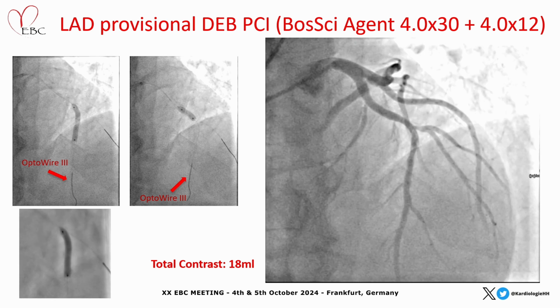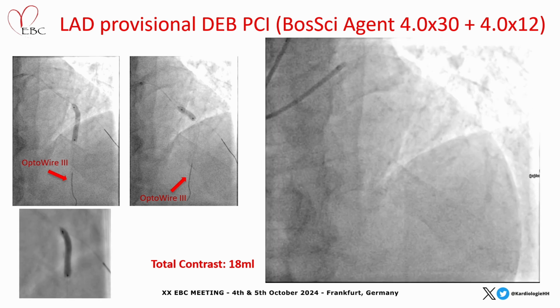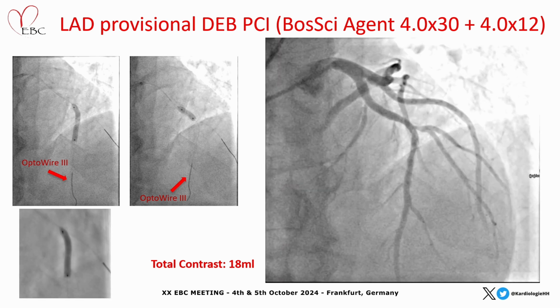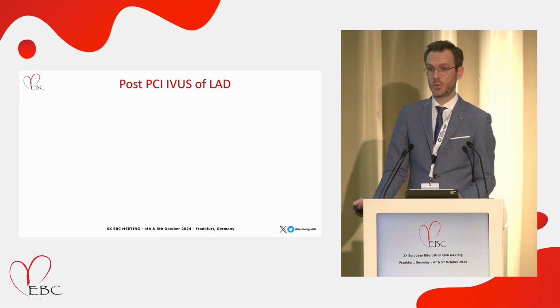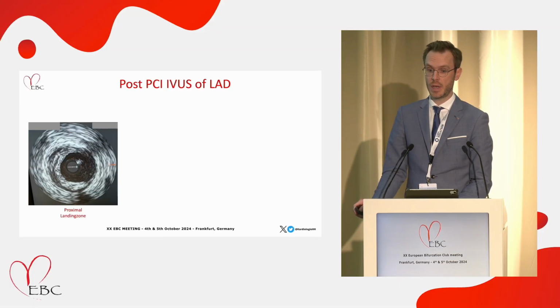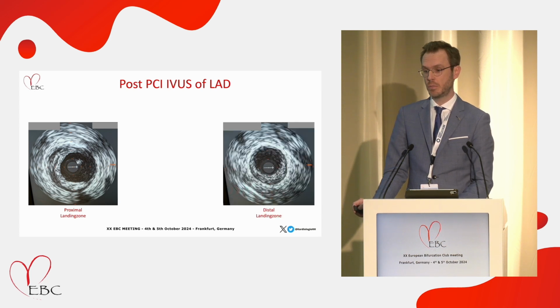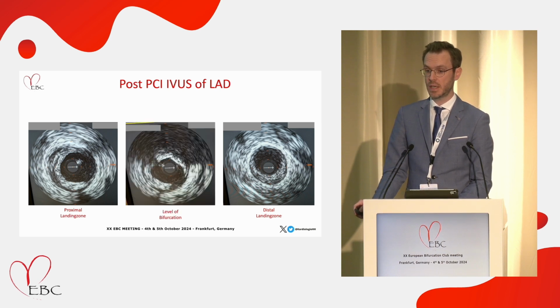The PCI was done with 80 milliliters of contrast, so low contrast because it's image guided, and you have to finish an image guided case with imaging. You can see the proximal landing zone. You don't have dissections there. You have a good luminal gain. The distal landing zone, no distal dissection in this diseased vessel.